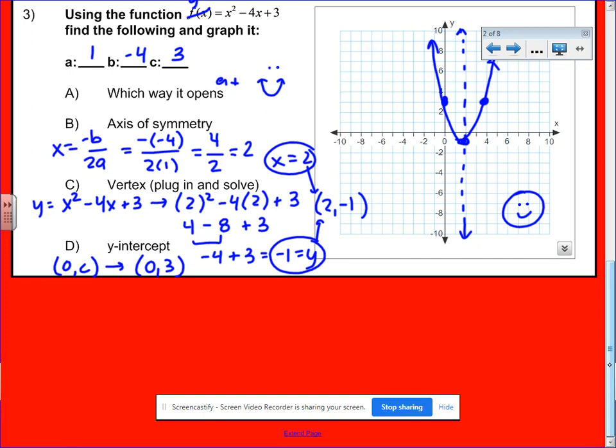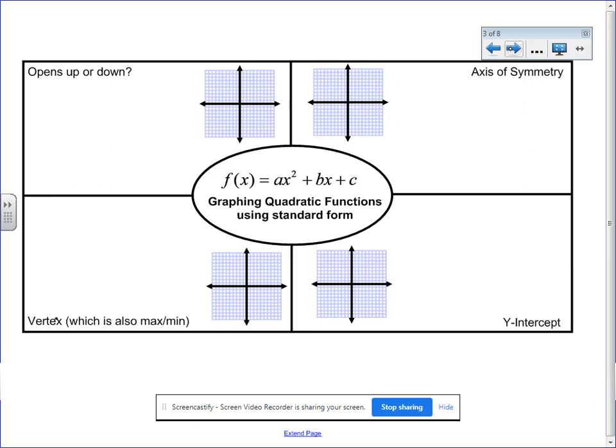I've also included a graphic organizer just so you can remember. And you can get all this information from the initial note sheet that you did. So does it open up or down? That's from A. If A is positive, it opens up. If A is negative, it opens down. Easy enough. Axis of symmetry, your formula is x equals negative or opposite of b over 2a.